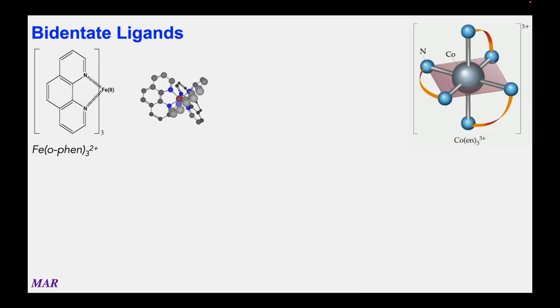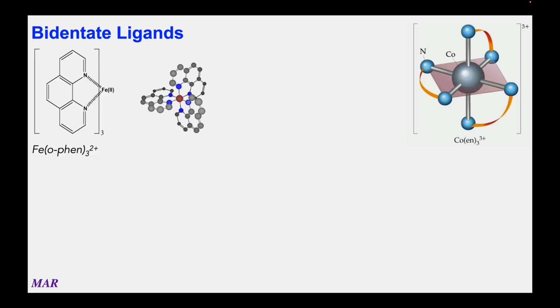Here are just some examples. This is an example that I found with 3 orthophenanthrolines. And if you look at that animation there, you can see they're like little propellers. Sometimes they call this propellerane, apparently. I don't know. It's pretty crazy.